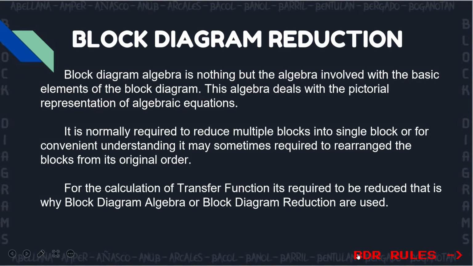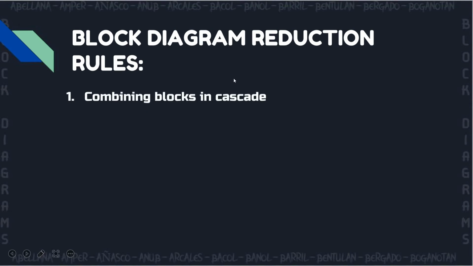Just like any other type of algebra, it has its set of rules. So here are the block diagram reduction rules. Number one is combining blocks in a cascade. So what is a cascade? A cascade is the same as in series.